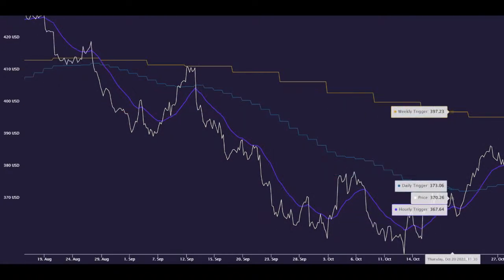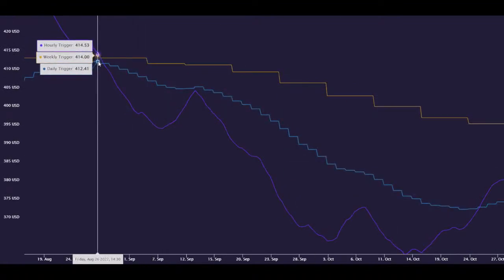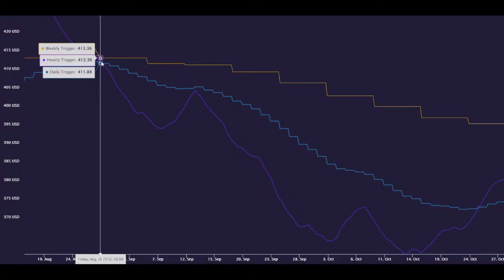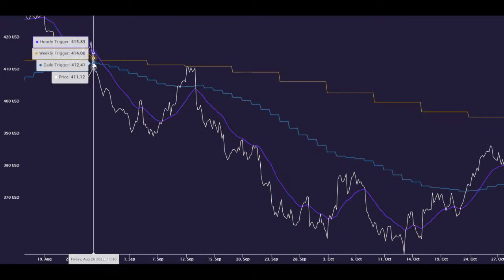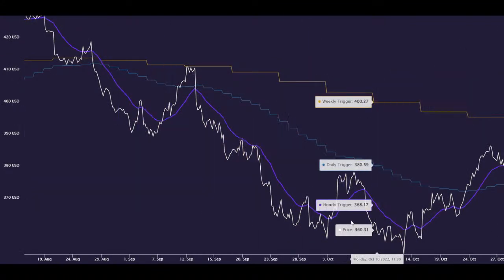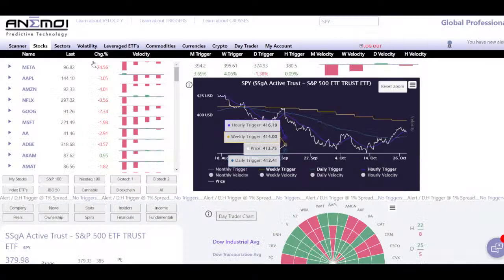So let me show you how this looks. You have the 3 triggers clustered together, all within 1% of each other. 414, 414, and 411.88. When price breaks through 3 triggers at once, it is extremely, extremely bearish on a macro scale, all right? But again, this is only the hourly trigger, weekly trigger, and daily trigger. This isn't even the monthly trigger.